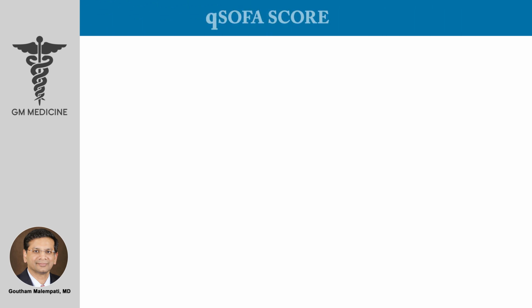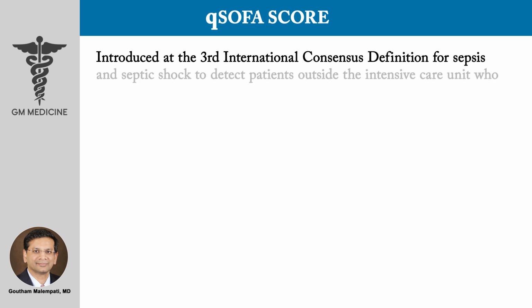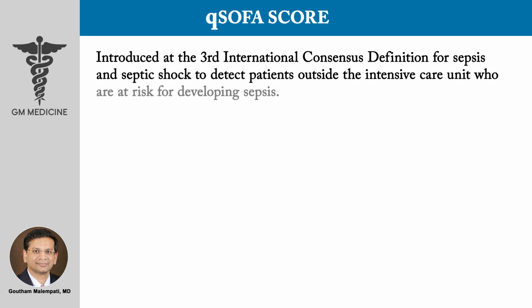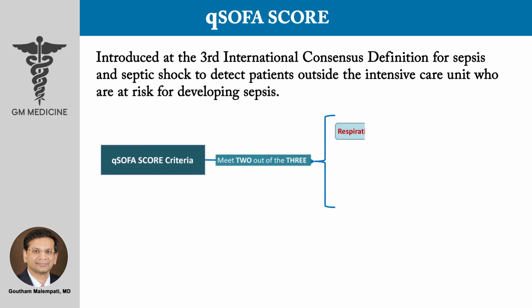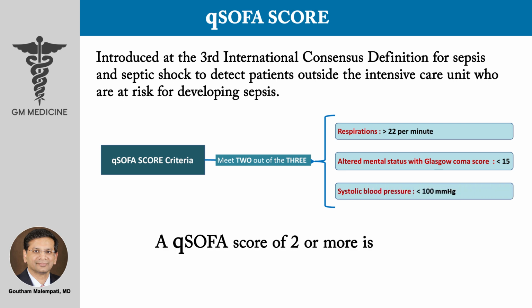Let's talk about the qSOFA score, which was introduced at the Third International Consensus Definitions for Sepsis and Septic Shock to detect patients outside the intensive care unit who are at risk for developing sepsis. It has 3 variables. One has to meet 2 out of the 3 criteria, which are respirations greater than 22 per minute, altered mental status with Glasgow Coma score of less than 15, and systolic blood pressure less than 100 mmHg. A score of 2 or more is associated with increased mortality.